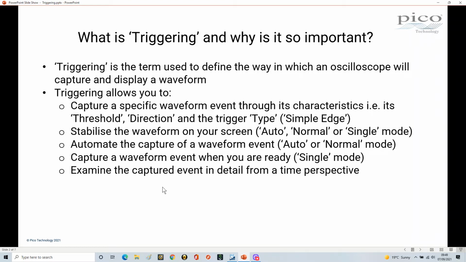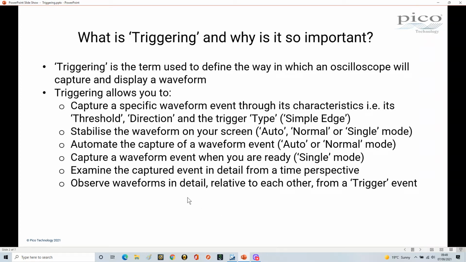And in this one, we examine the captured event in detail from a time perspective. And we're going to do all sorts of experiments to try and demonstrate all of this. But the final experiment we're going to do in this tutorial is actually looking at switch bounce, which is a really good example of capturing an event and then looking at what's going on from a time perspective. But it really applies to most signals, like capacitors charging and discharging and all that kind of stuff. So we're going to go through these experiments and be able to see all of this in detail.